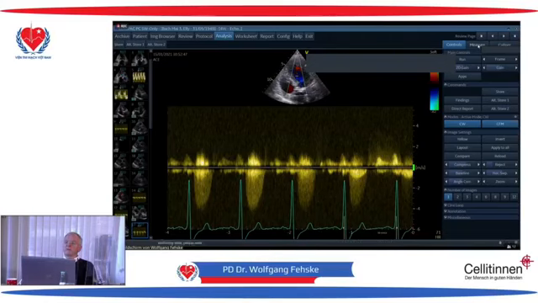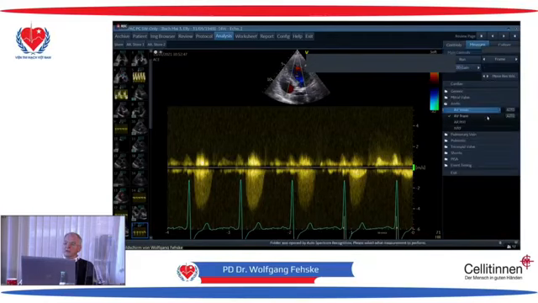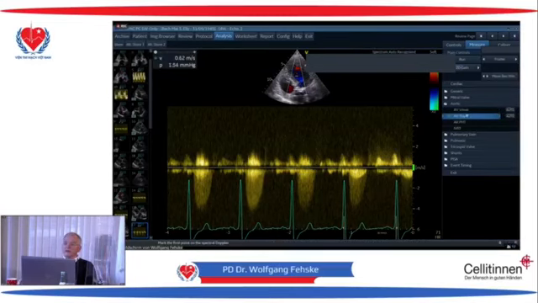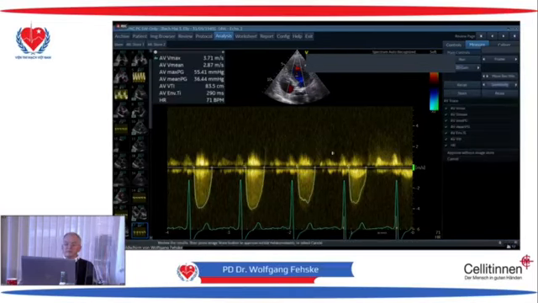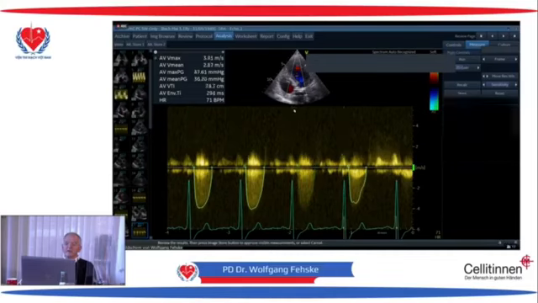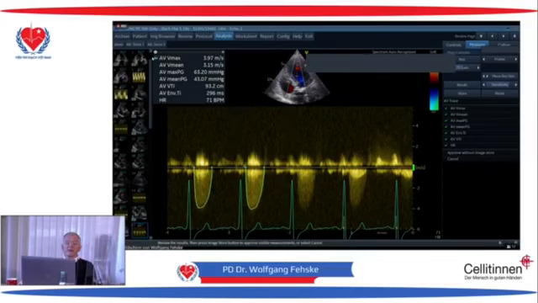So we do the measurements. I show you how we do it automatically. Today it works very easily. I only take these two here. I take that out and I take that out, and there you have a Vmax of 4 meters per second and a mean gradient of 43, and she has a heart rate of 71.